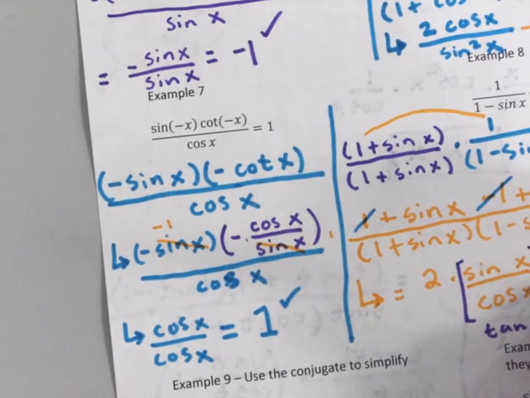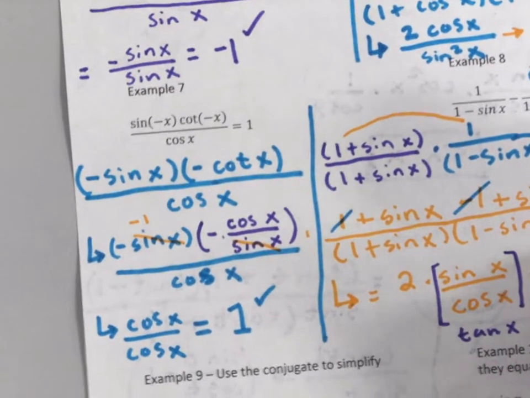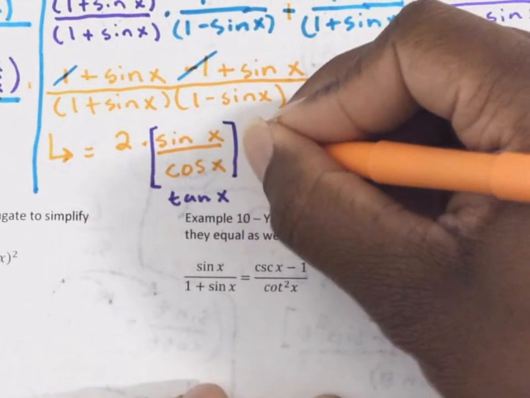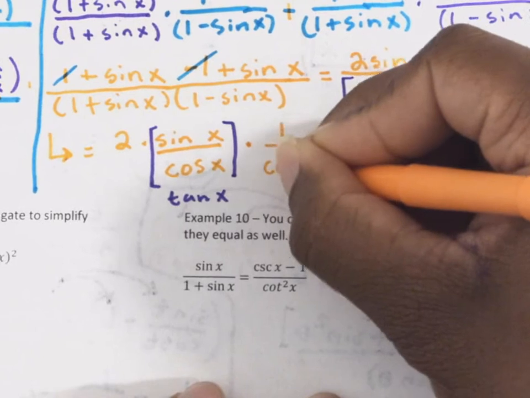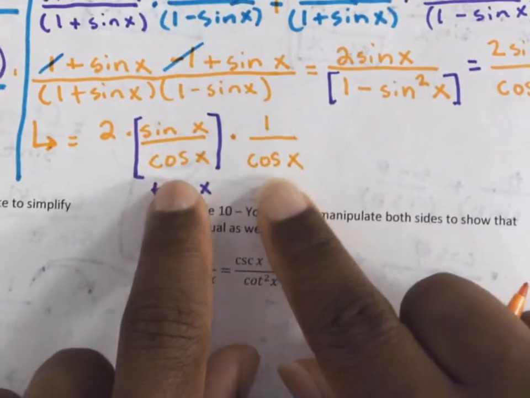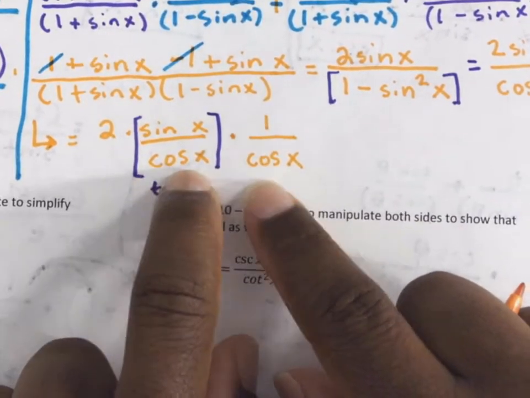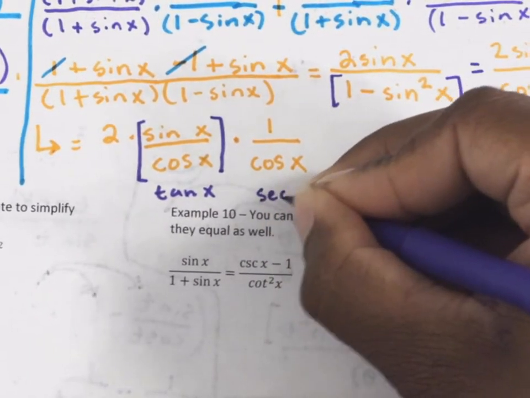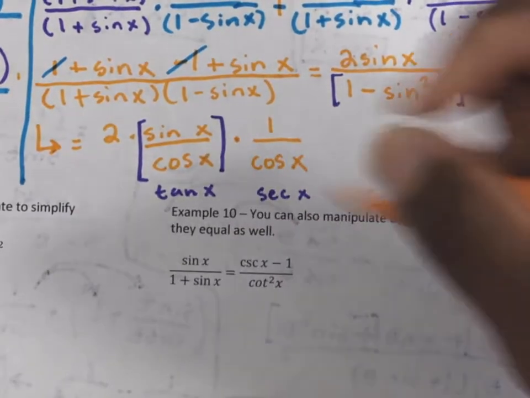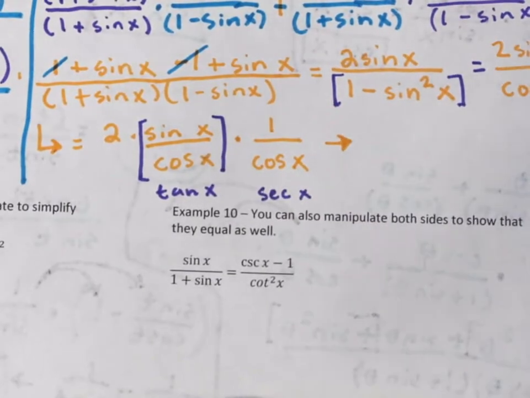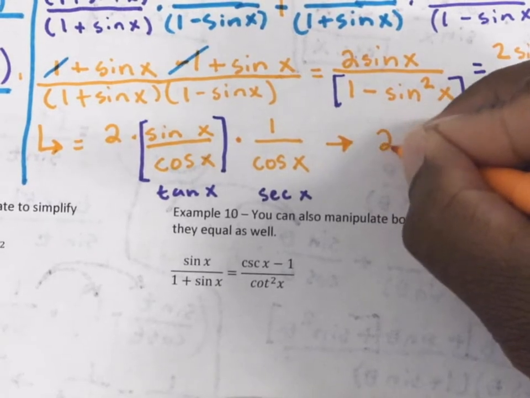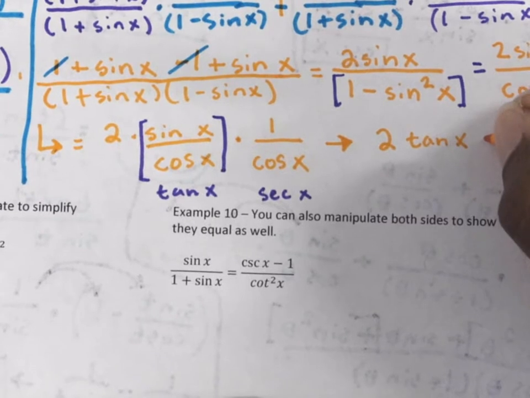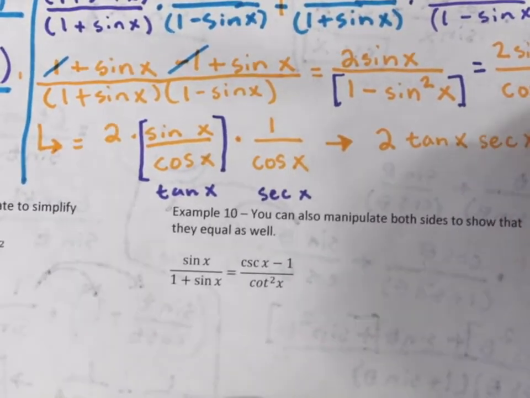That's how we get tangent of x. The other one will be cosine x, because it was cosine squared, so I split them into individual cosines. And then we said that reciprocal was secant. So what I got is 2 tan x secant x.